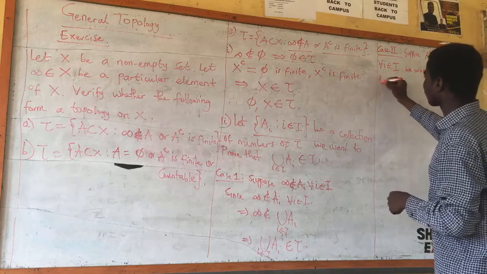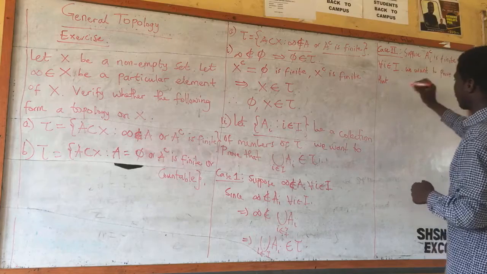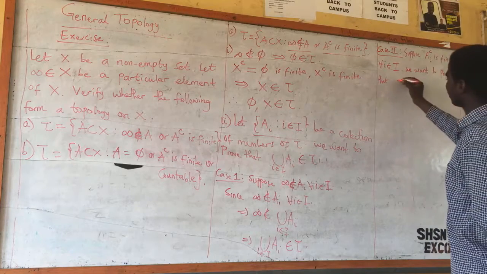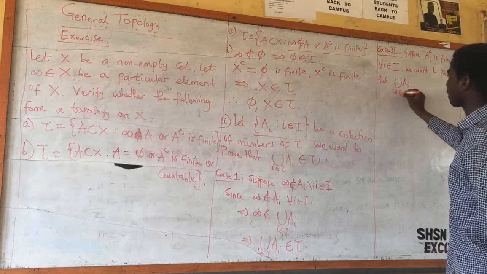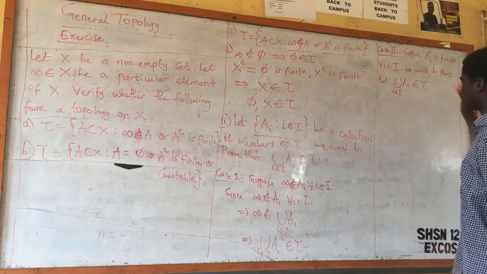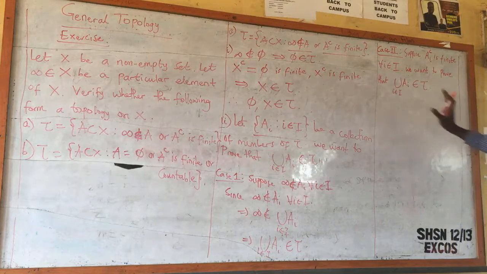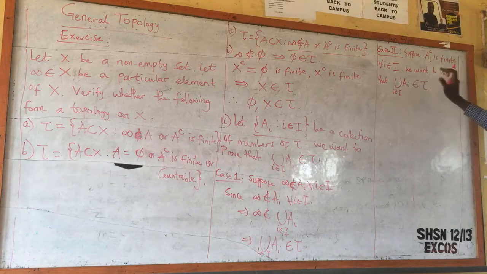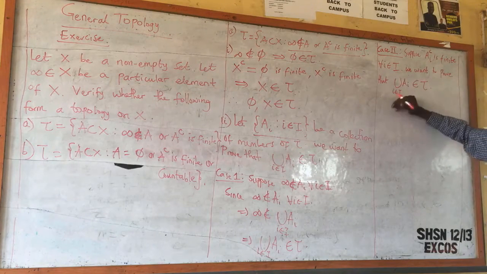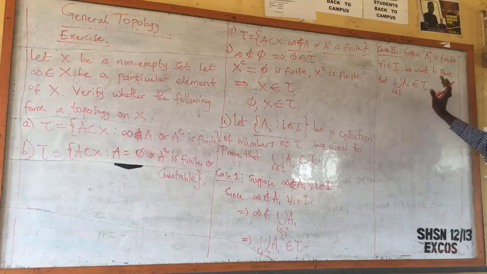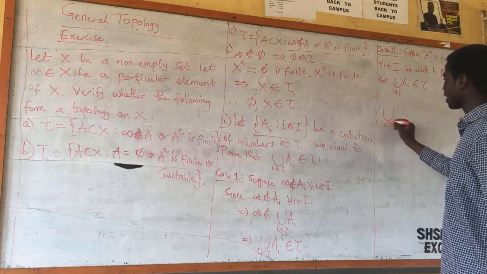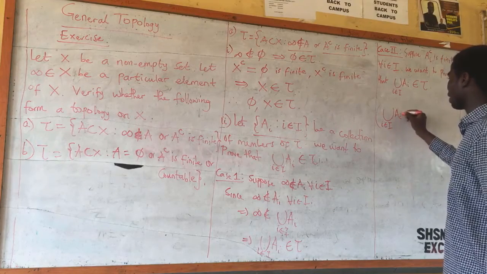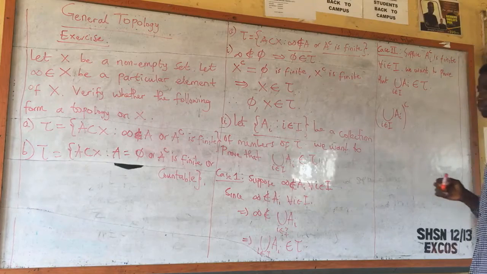We want to prove that the union of all the AI for I in I is a member of the topology. Now, for this case, I will take the complement. I will check whether the complement of this thing is finite. If the complement is finite, then we are good to go. Now, let us check. Union of I in I of AI complement.